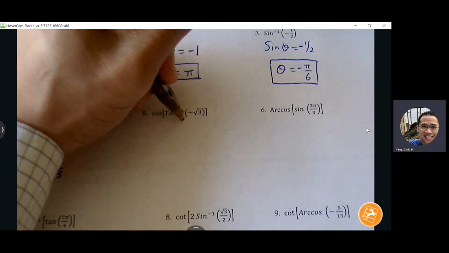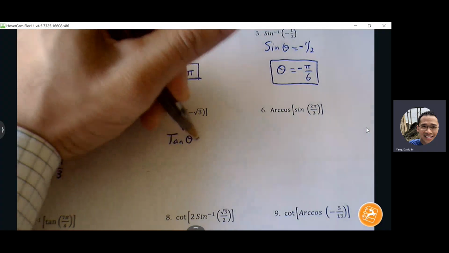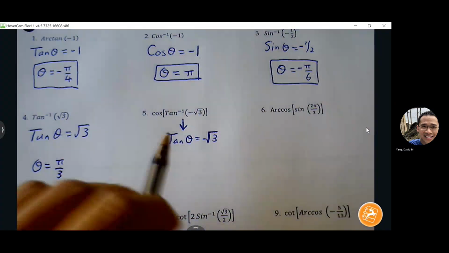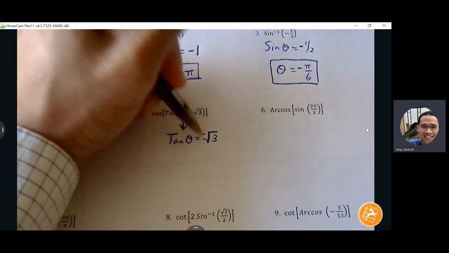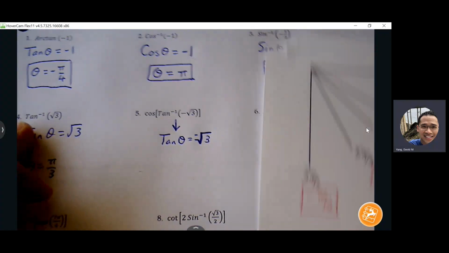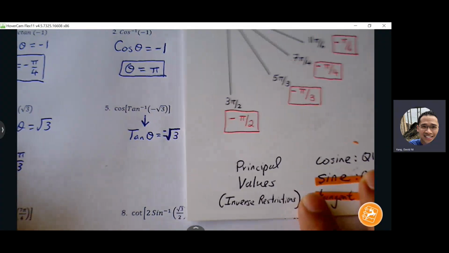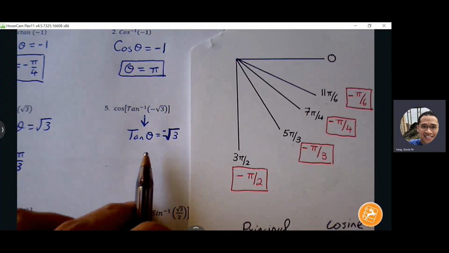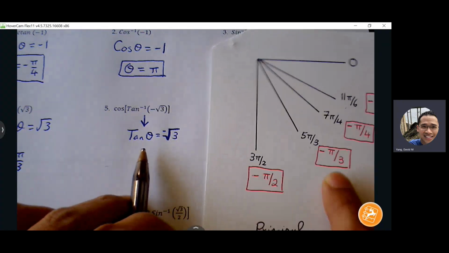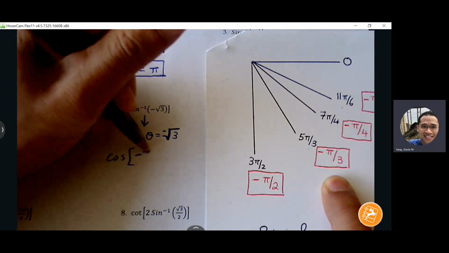Okay, this we got to do one piece at a time. We'll do the inverse tangent of negative √3 first. So we see that this is in principal values, inverse tangent. We got to be in the fourth quadrant. So where is tangent equal to negative √3? Negative pi over 3. So we'll make that adjustment for the bracket here, negative pi over 3.